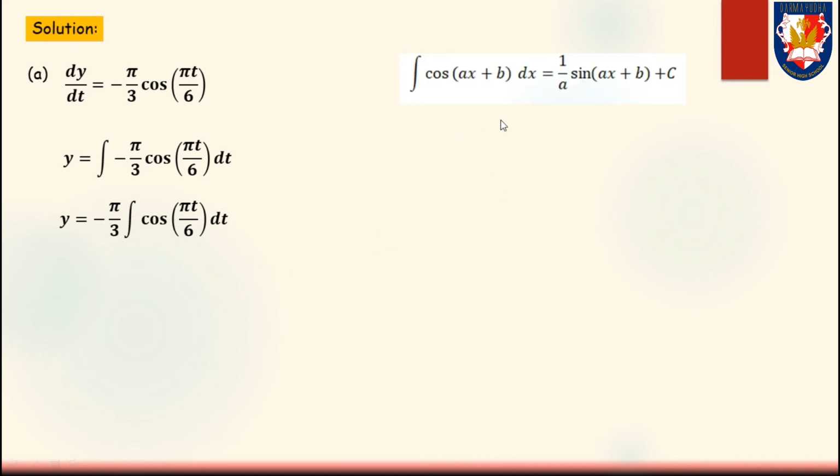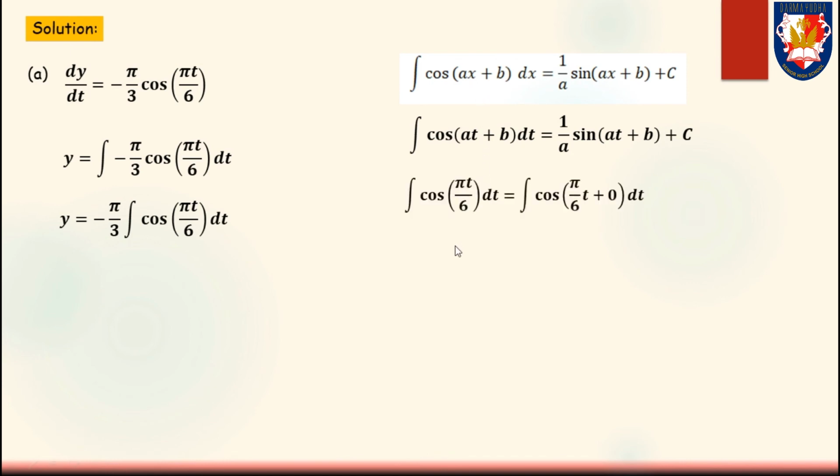The integral cosine ax plus b dx equals 1 over a times sine ax plus b plus c. Now we will have the integral cosine at plus b dt, which is 1 over a sine at plus b plus c by substituting the value of x to be t. In the question, we have the integral of cosine pi t over 6 dt, which is the integral of cosine pi over 6 times t plus 0 dt. So from here we obtain the value of a is pi over 6 and b equals 0.